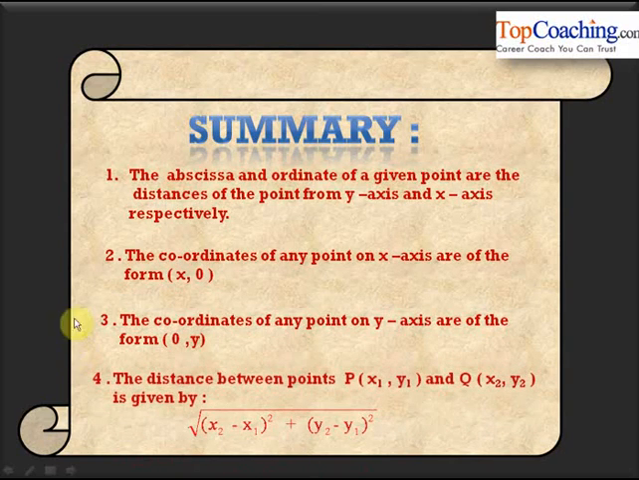The fourth is the distance between the points P(x1, y1) and Q(x2, y2) is given by the square root of (x2 minus x1) whole squared plus (y2 minus y1) whole squared. So this is known as the distance formula, and it helps us to calculate the distance between 2 points. The first point being (x1, y1) and the second point being (x2, y2), and this is equal to the square root of (x2 minus x1) whole squared plus (y2 minus y1) whole squared.